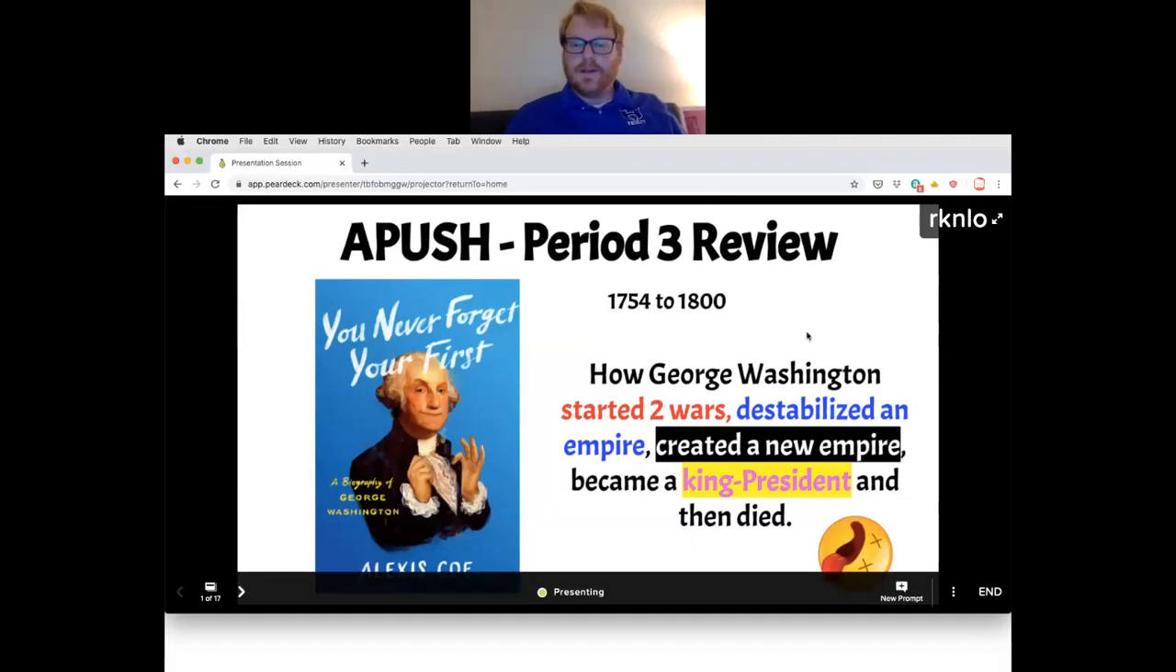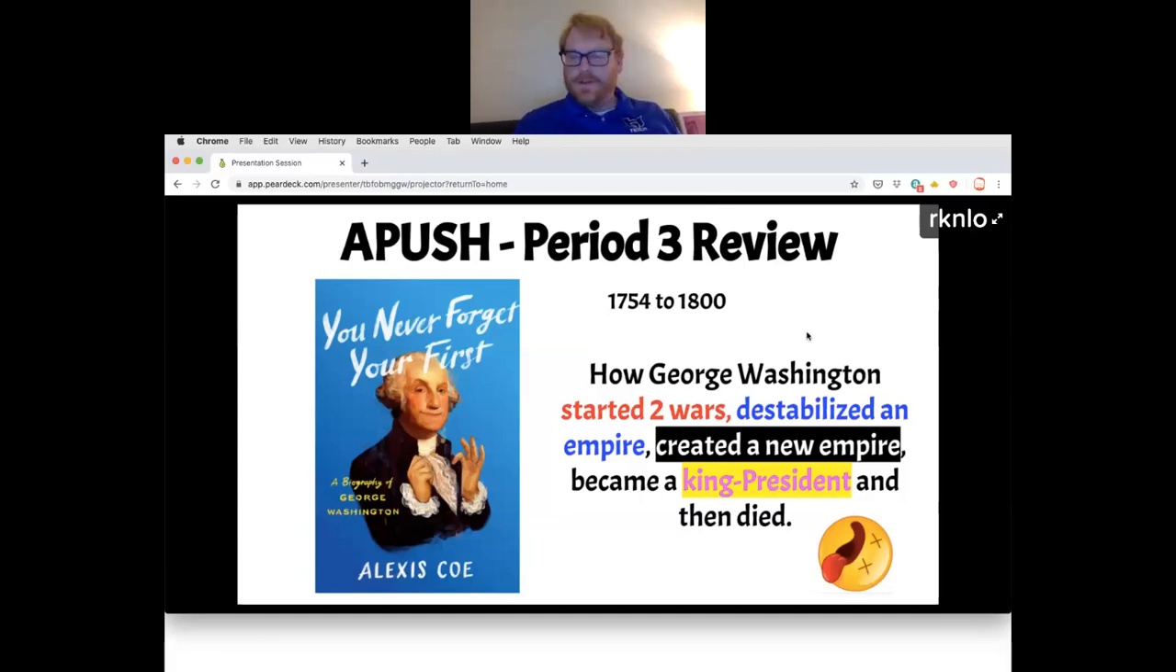This is our review, and as you notice, this goes from 1754 to 1800. All right, so 1754 to 1800 really is all about George Washington and how he basically created a country by stealing it from another country who stole it from a whole bunch of different people. All right, so we need to really understand George Washington's true legacy, but it goes over much more than just that.